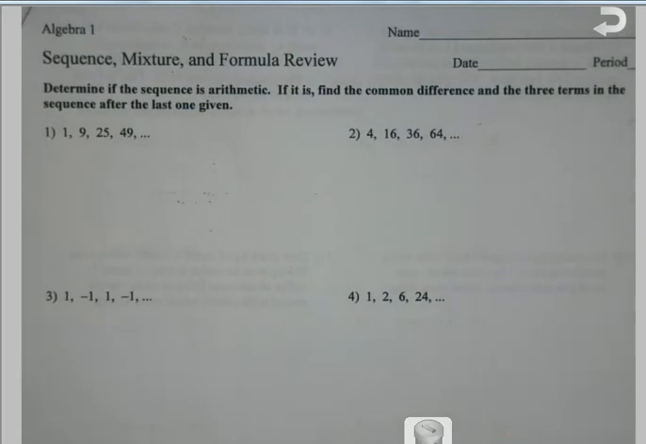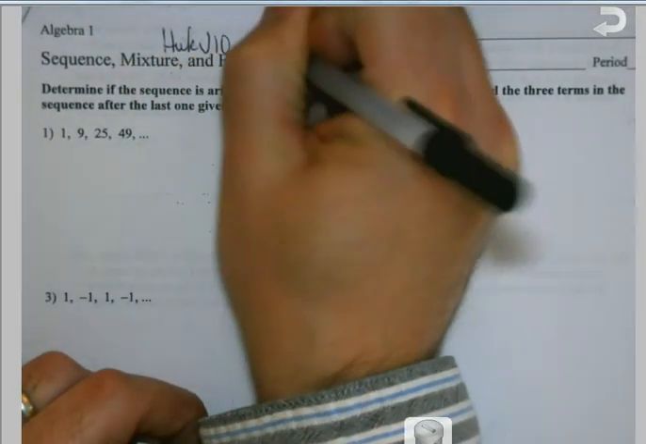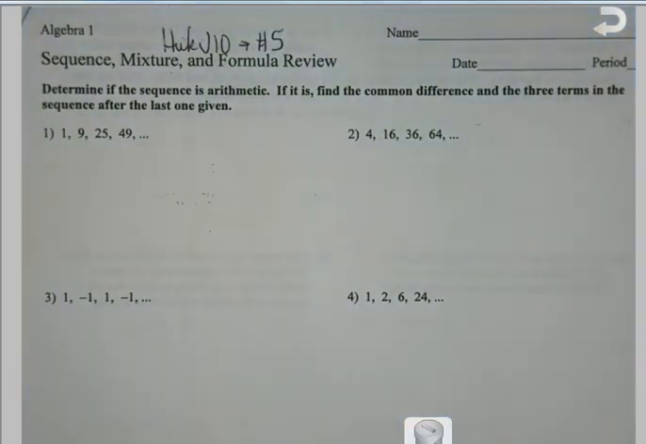So we are going to take a look today at sequences again, or like patterns. We're going to look at the mixture problems again, and we're going to deal with solving some formulas some more, because being able to get a variable by itself is kind of important next unit, because we're going to be trying to get things into slope-intercept form so we can graph them. So, okay, again, this is homework check 10, number 5, so we're ready and ready to go.